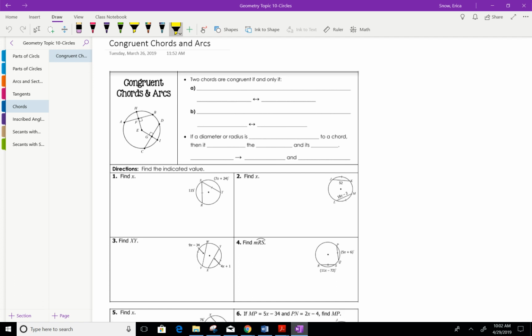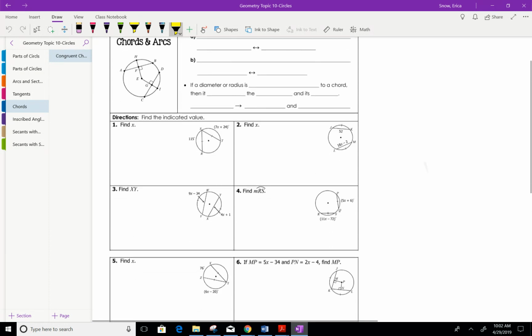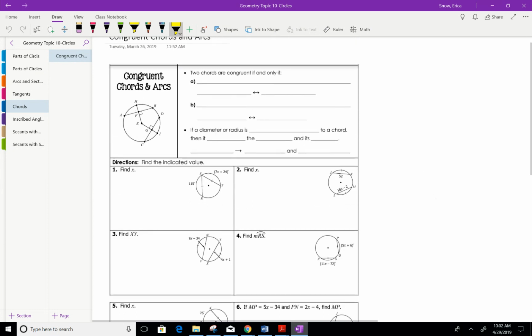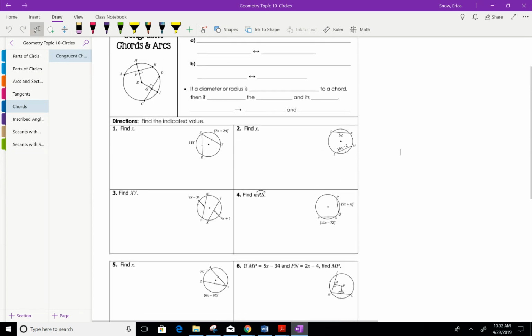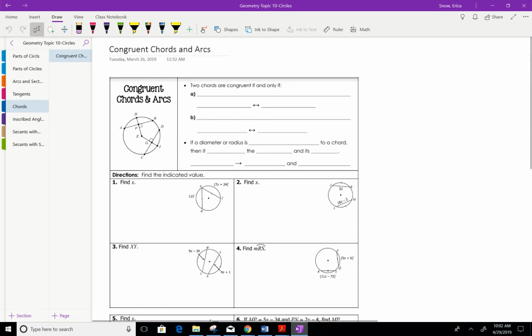Hello, geometry students. Today is going to go super fast. There are only 6 examples and they're pretty self-explanatory. So just bear with me and we'll keep going.